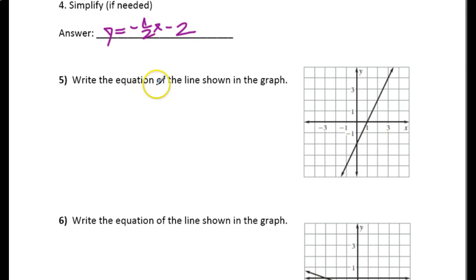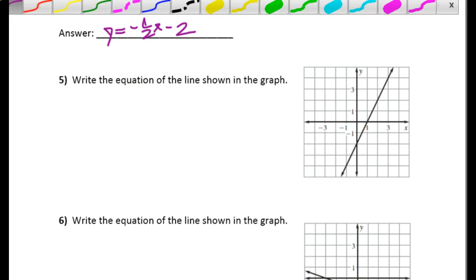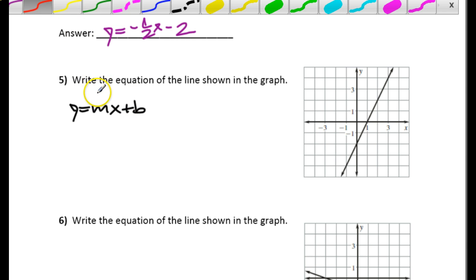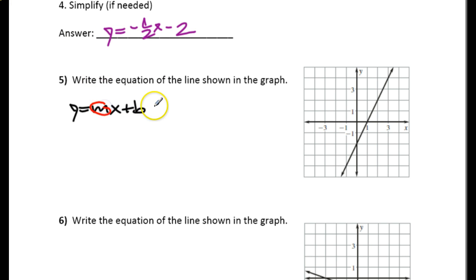Alright, now number 5 says write the equation of the line of the graph shown. Okay? So just remember, the way you're going to write the answer is going to tell you what to do. If I'm writing in y equals mx plus b form, that means I need 2 things. I need the m, which is the slope. I need the b, which is the y-intercept. Okay, so if I go here to the graph, let's get this y-intercept first. So here my b equals, where does this cross the y-axis? At -2.